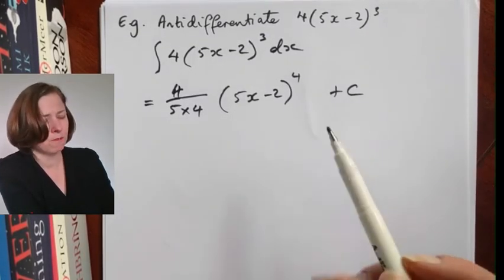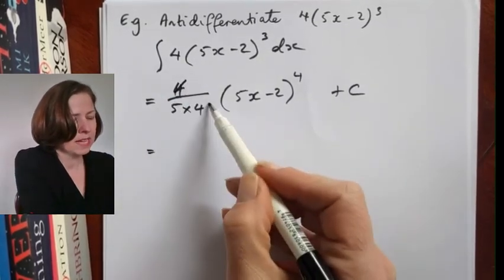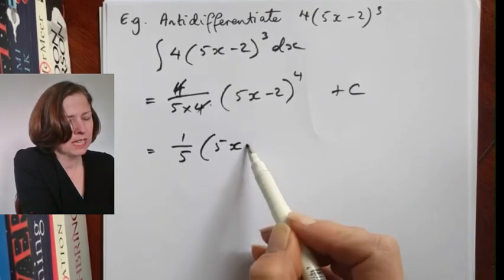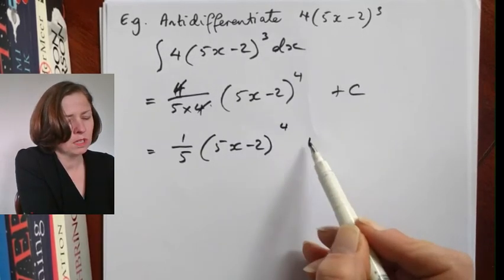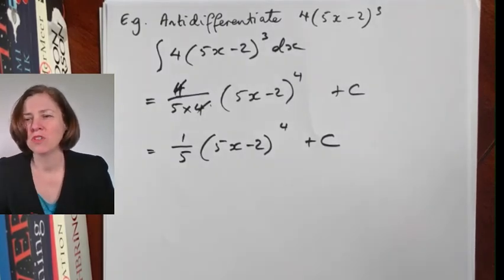Now I can simplify this. I've got a 4 on the numerator and on the denominator. So they will cancel out, and I'll be left with 1/5 times 5x minus 2 to the power of 4 plus c. Okay, for case 2, we'll go to the next video.